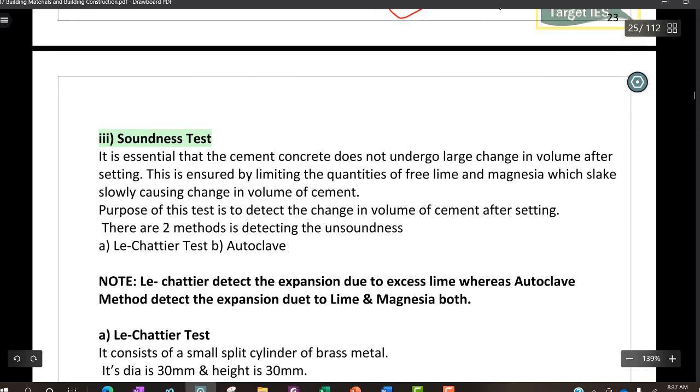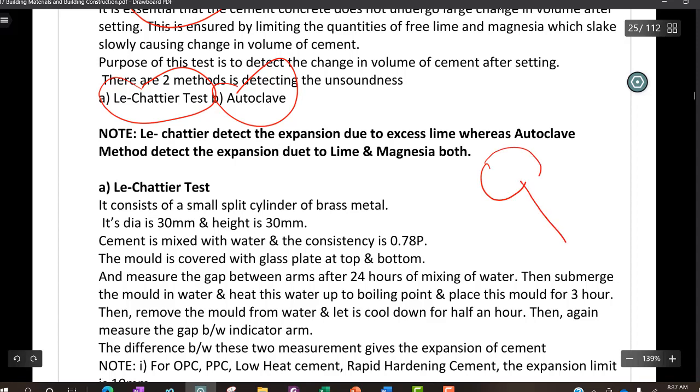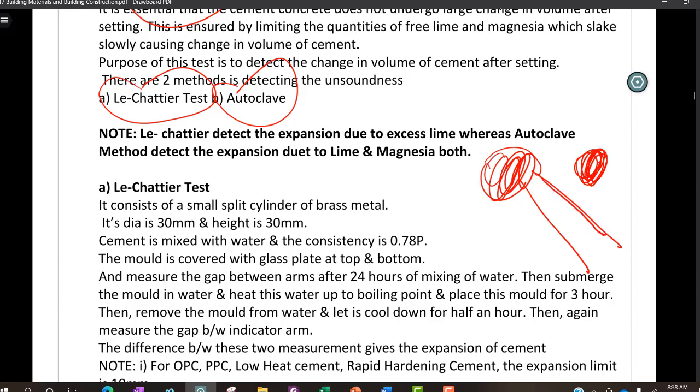Next is the soundness test. What will the soundness test give? It will give how much volume change my cement paste is undergoing. There are two tests. One is Le Chatelier and the second one is autoclave. Le Chatelier, you might be remembering, right? Something like this will be there. We'll be casting cubes of cement and pasting here, and then we'll be inserting it in hot water basically. And then we'll be measuring the change in its size. Remember, right? Same thing.